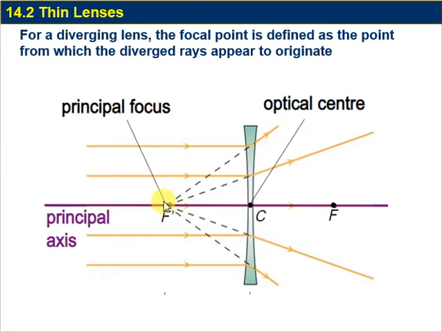So pay attention, girls. The principal focus for diverging lens is here, on the same side of our object, okay? But for converging lens, where was it? It was here, okay? The principal focus, because the parallel rays pass through the lens and they meet at the focal point here. So for diverging lens, the principal focus is on the same side of the location of the object, okay?